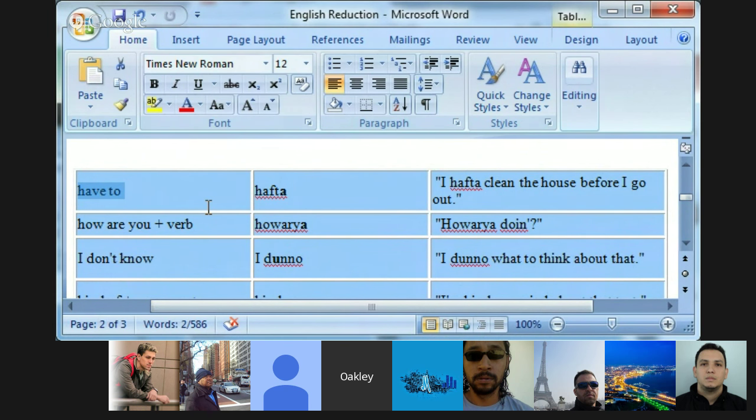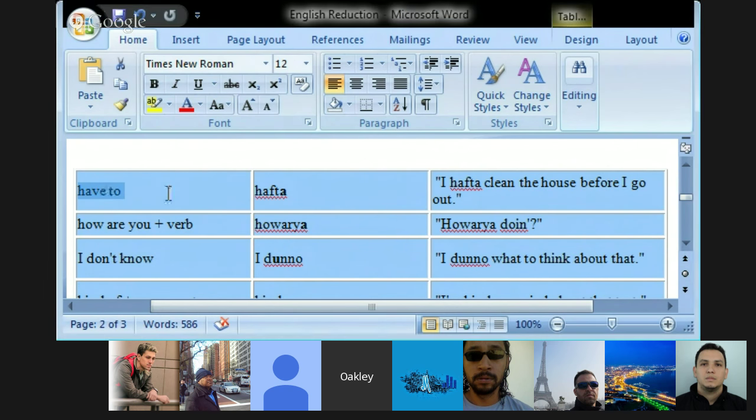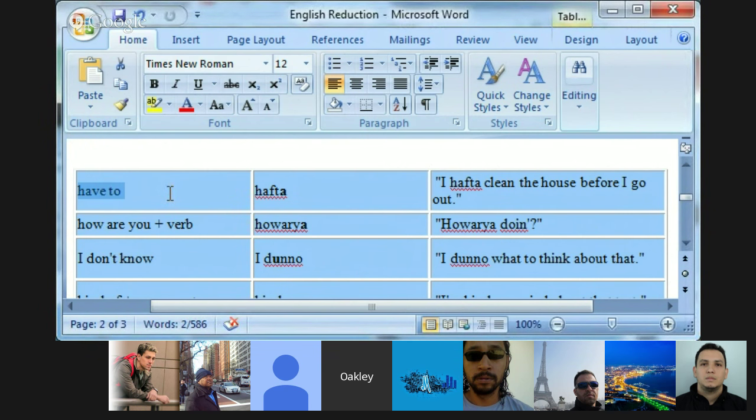Okay, moving on. Oscar, "have to" is okay. This one, frankly, is never not reduced. I never ever hear anybody say "I have to go to the mall." Nobody says that. They reduce it every time. Oscar? Yes. "Have to." Okay, perfect. And in the example? I have to clean the house before I go out. Okay, I have to clean the house.